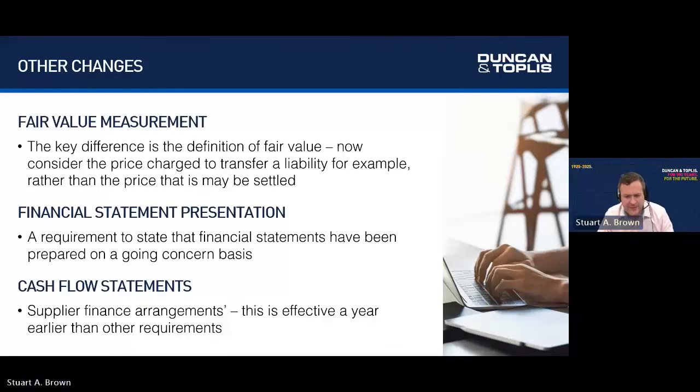Interestingly, and I don't know why, this is actually effective a year earlier than all of the other requirements. So this is effective for periods beginning on or after the 1st of January 2025. So if you're preparing your accounts with a December 25 year end or onwards, this will be required to be in there. So please ask us for advice on that.